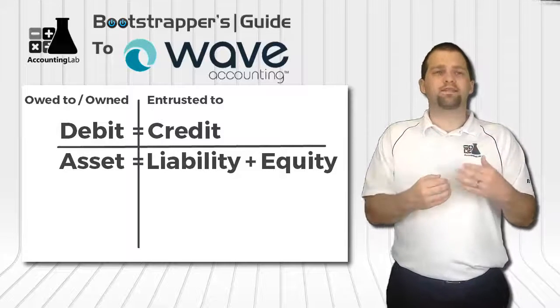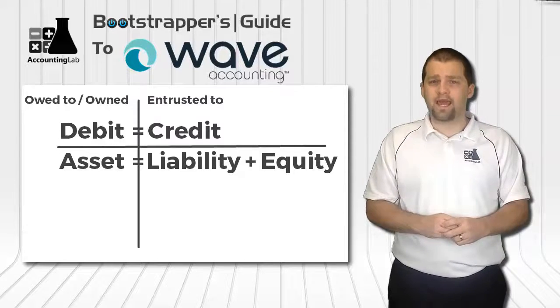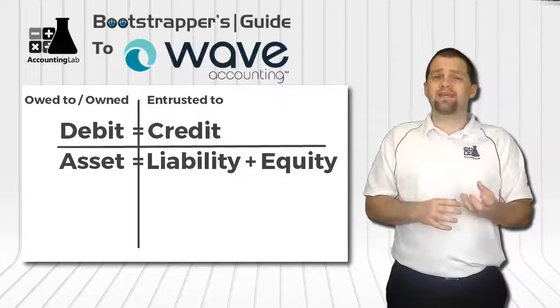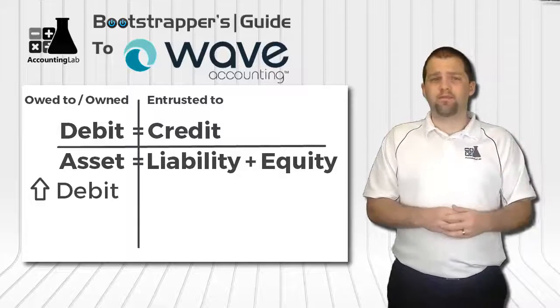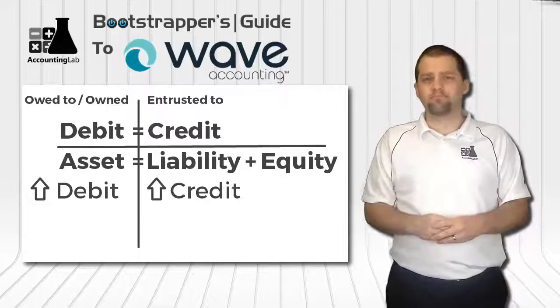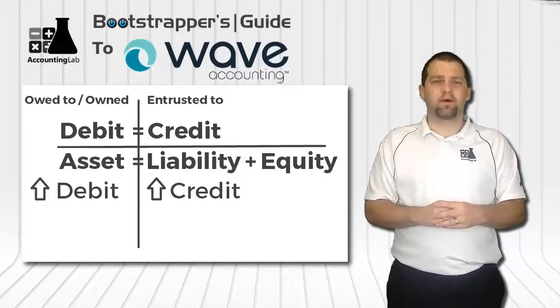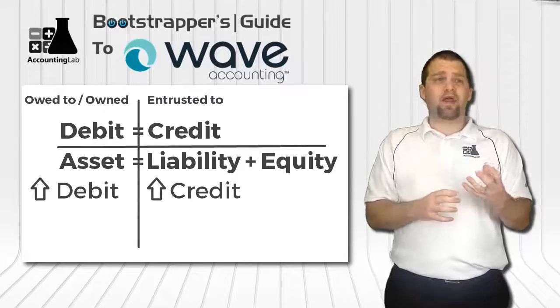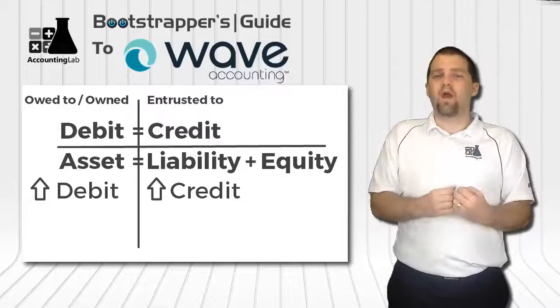Now we've talked about what debits and credits are, but how do you use that in an actual transaction? Well, if an account is a debit account, you add to it by using a debit. If an account is a credit account, you add to it using a credit. Now, how do you take away from an account? For example, if I have a cash account, I would add to it with a debit, how would I take away from it?